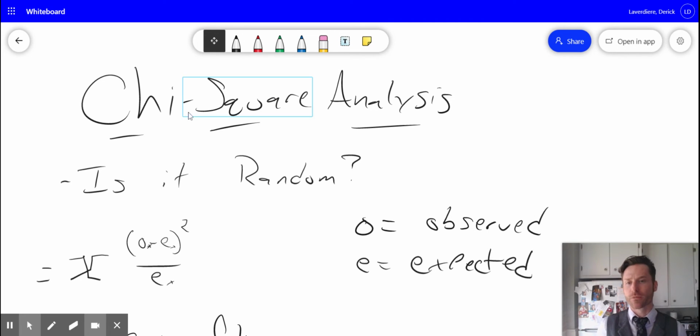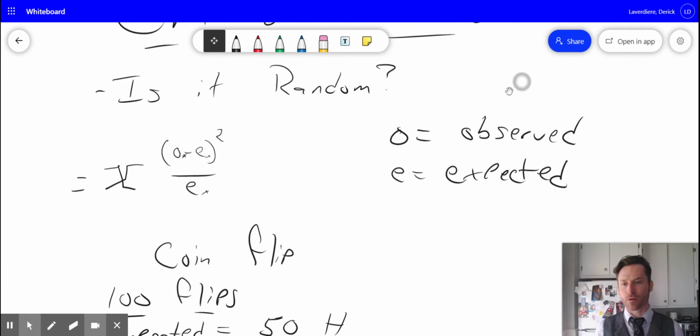Okay, so chi-square analysis is a statistical tool used to answer the question, is something random? Is this particular data set random, or is something driving the findings? Our equation is that chi-square equals the sum of the observed minus the expected, squared, over the expected.